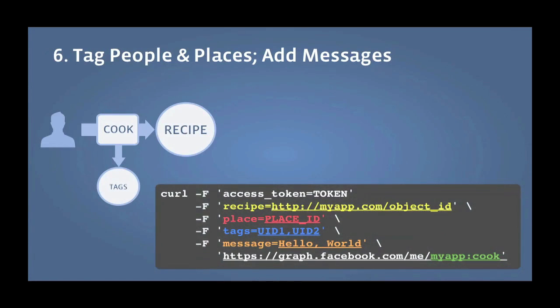Number 6 is an extension of that, and that is adding context to your actions through tagging places, tagging friends, and messages. Now, this has to be done in a valid way. When I'm tagging people, it's because they are with me. It's because they are doing the action too. Places, obviously relevant if I'm, say, a mobile app and I'm out and about.